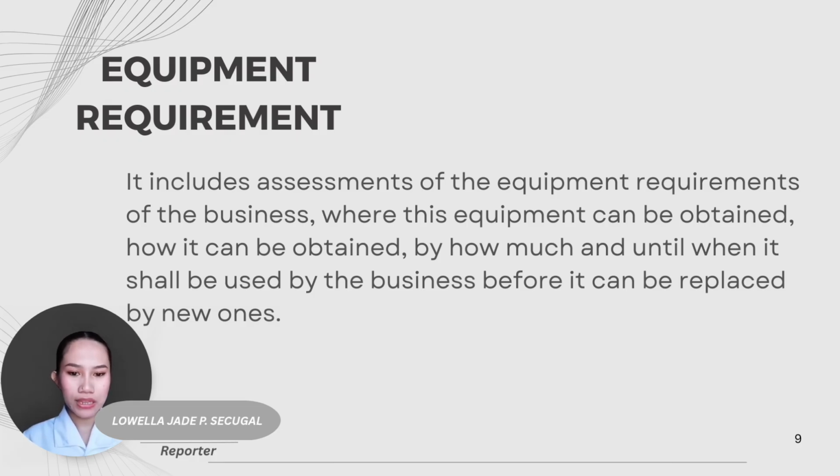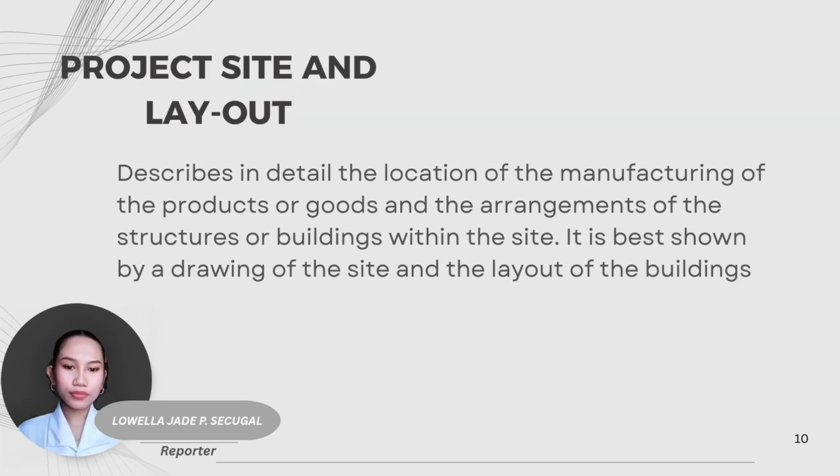First is the assessment of the needs, so what specific equipment is required. Next is the sources, where and how to obtain the equipment. Next is the quantity, how much is needed for your business. Next is the usage timeline, how long the equipment will be useful before replacement. And lastly is the replacement plan, when and how to upgrade or replace your equipment.